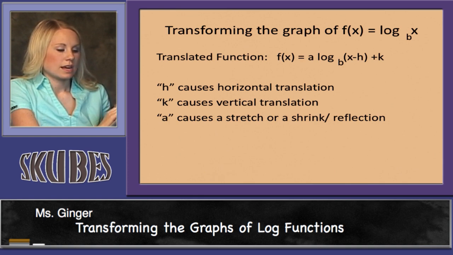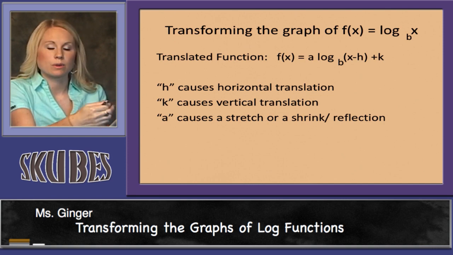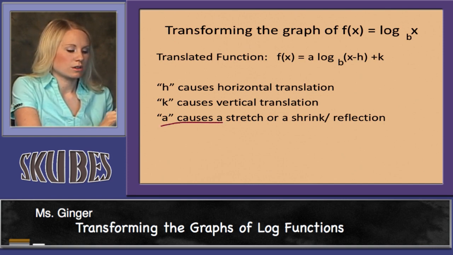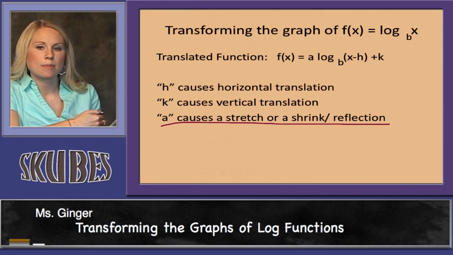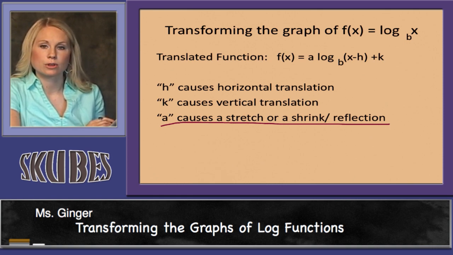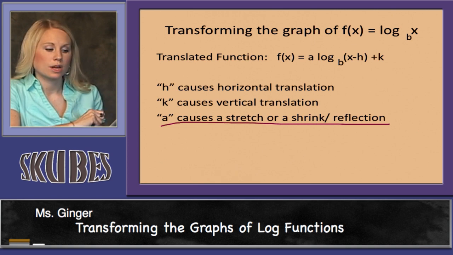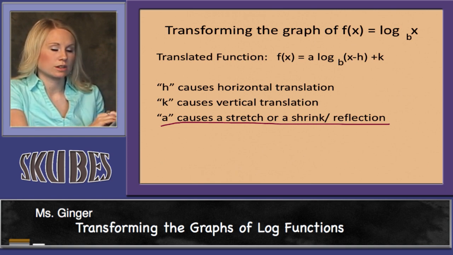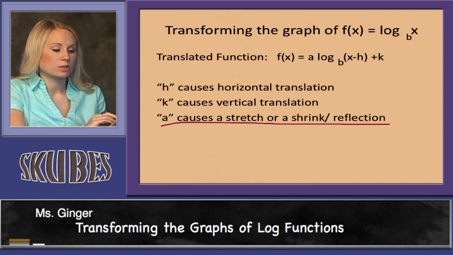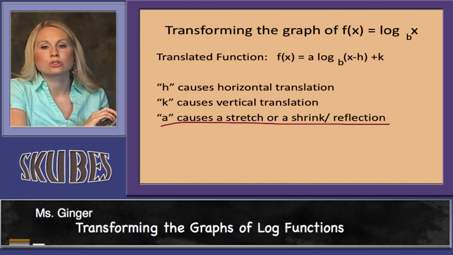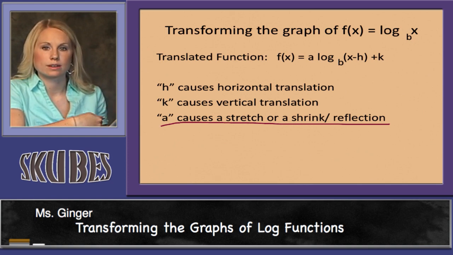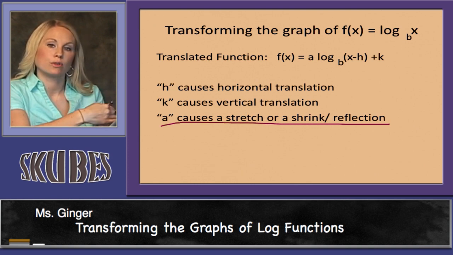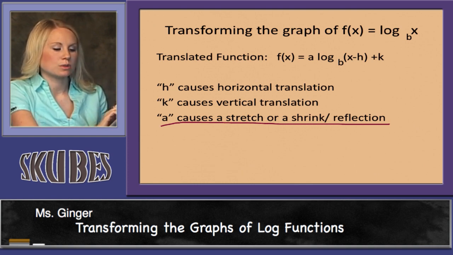The first thing you come to is the a out in front of the log term. When you see a number there, and there may not be a number, it's going to cause our stretches, shrinks, and/or reflections. You're going to know which one is happening by what kind of number you see. If you see a large whole number, that's going to cause some type of stretch. If you see a fraction that is less than 1, that's going to cause a shrink. And if it happens to be a negative number, that's going to cause your graph to reflect over the x-axis.